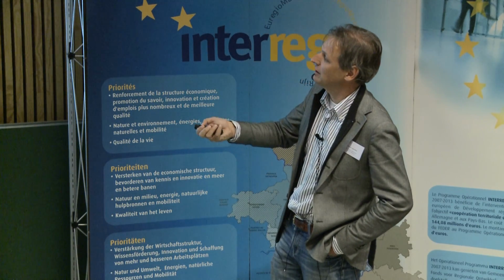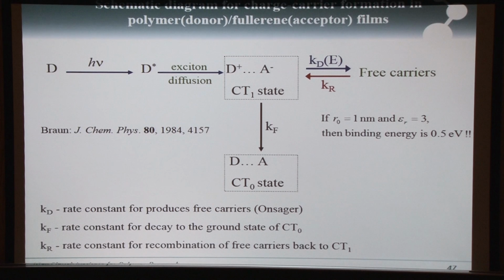And we used a model that is called the Braun model. What it basically says is you have the donor, you create an exciton, the exciton diffuses, you make this charge transfer state at the interface.